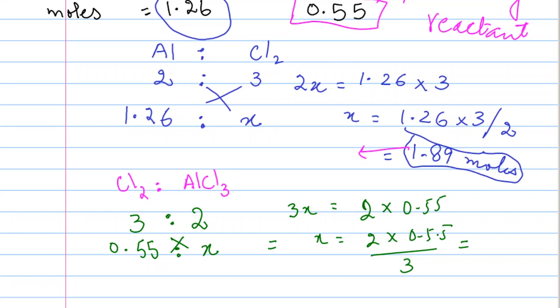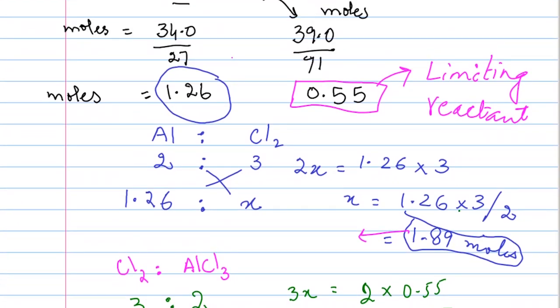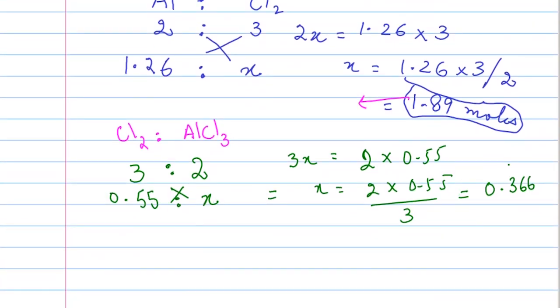2 multiplied by 0.55 divided by 3, then the answer is 0.366. So here we get the moles of aluminium chloride, 0.366. What we have to calculate is how many grams of aluminium chloride. We have calculated the moles of aluminium chloride, right? The formula to calculate mass is moles multiplied by Mr.